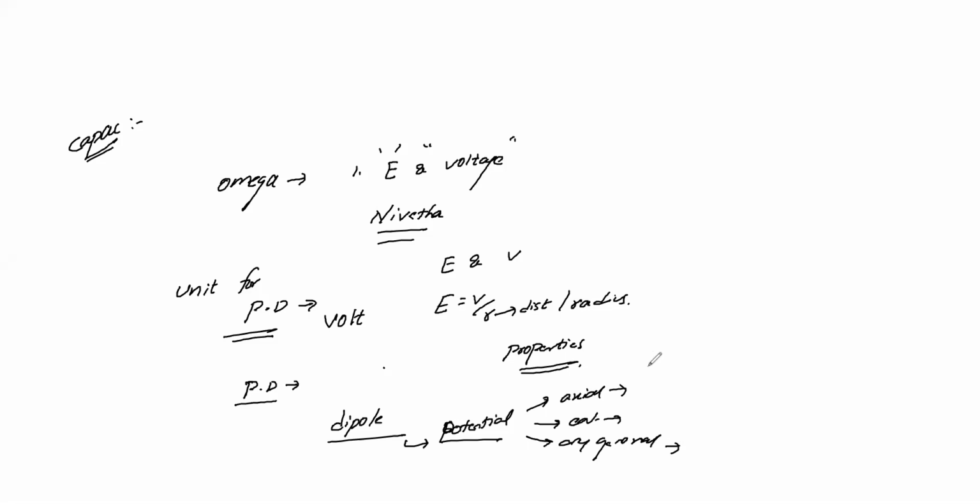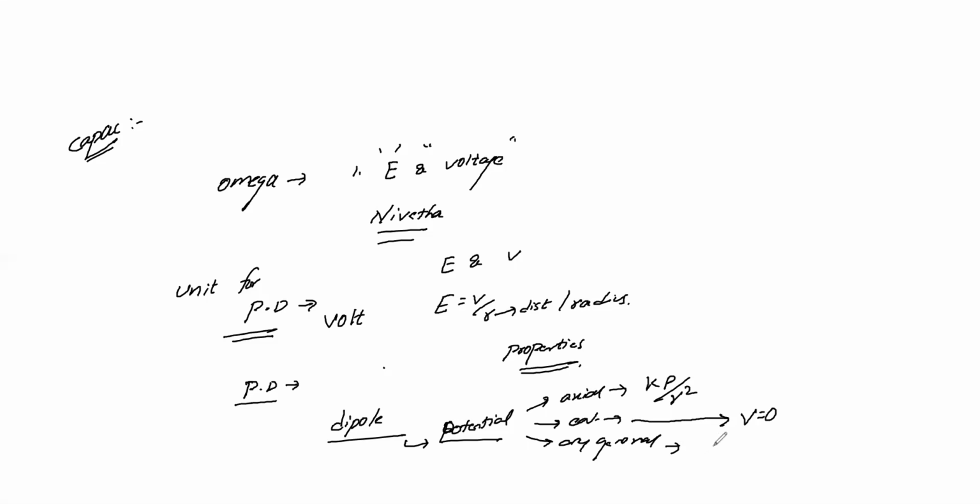And third, for axial, V = KP by r square. Okay. For equatorial point, V is equal to 0, because it is equipotential and the distances and the charges are the same but opposite, so it will be 0.